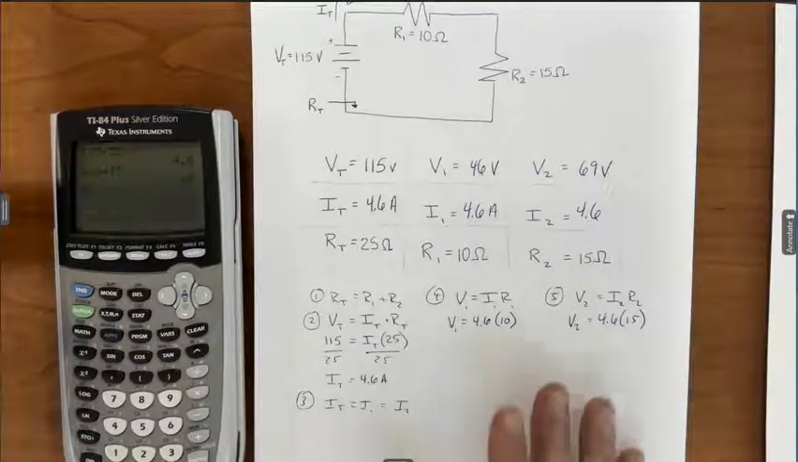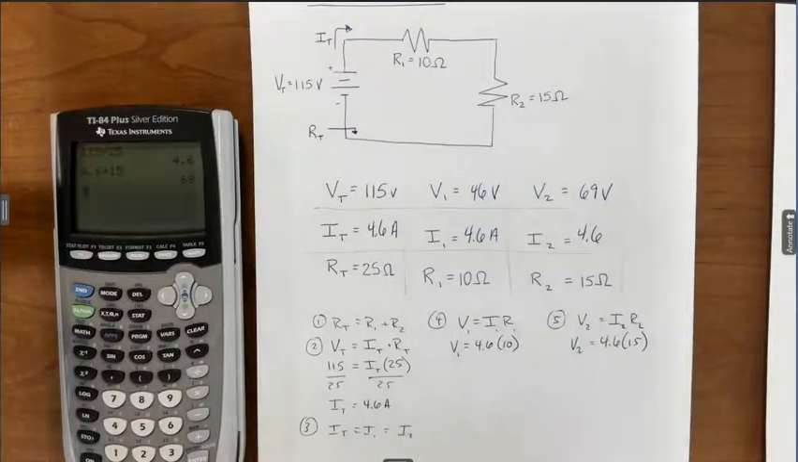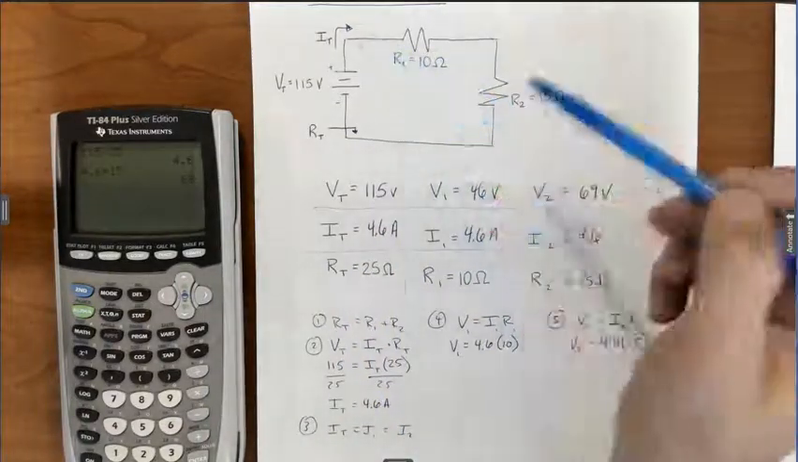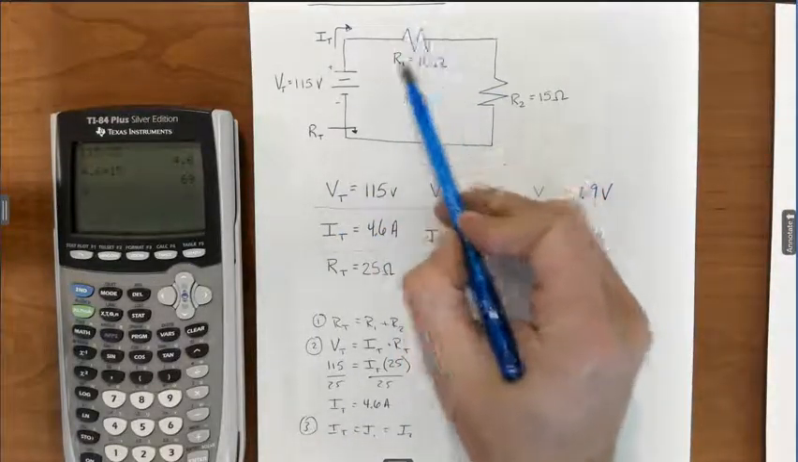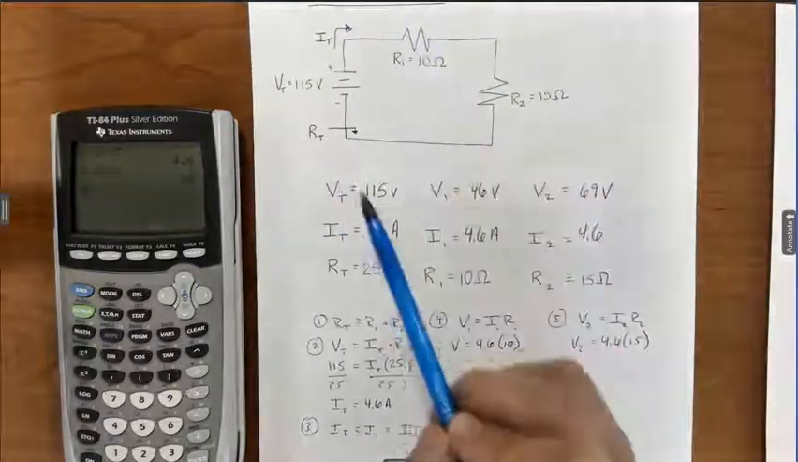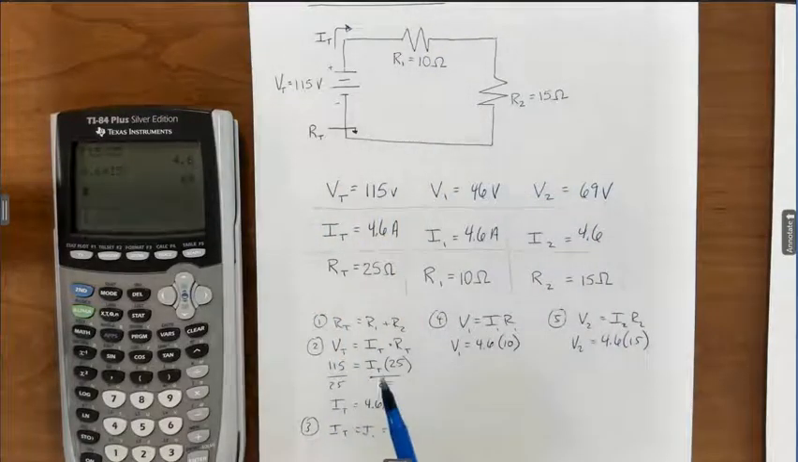Everything is now known. I don't have any missing values. That's the goal: to go through and figure out the total current, total resistance, and total volts for the whole circuit, as well as what each of those is at, or across, each component individually. Okay, so there's an example.